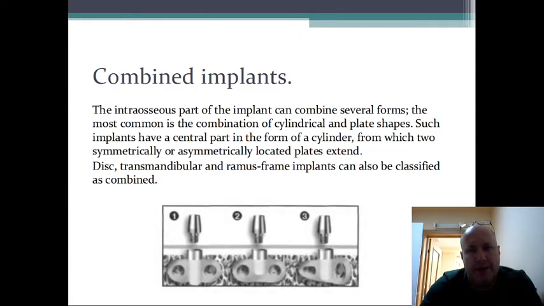Combined implants. In combined implants, the intraosseous part of the implant can be combined in several forms. The most common is a combination of cylindrical and plate shapes. Such implants have a central part in the form of a cylinder, from which two symmetrically or asymmetrically located plates extend. Transmandibular and ramus frame implants can also be classified as combined.